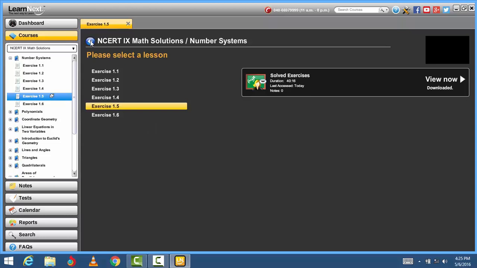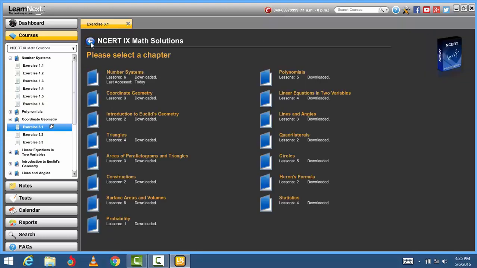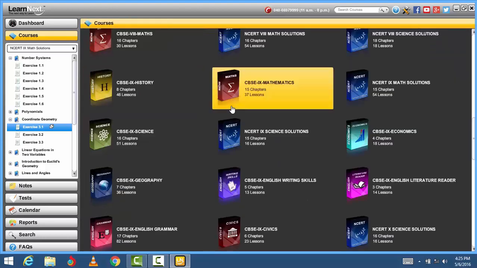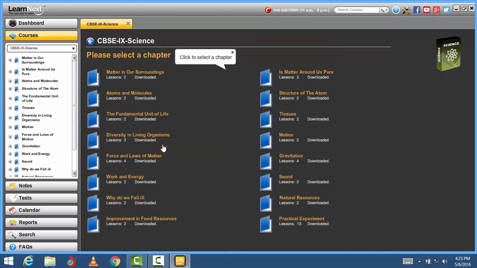If you want to go to any other chapter, click the chapter, all the exercises will be there. No class teacher, no tuition teacher will be able to teach each and every sum. So here is the math syllabus and math solutions. Now we will go through science. These are the science chapters. For example, we will go through the chapter.